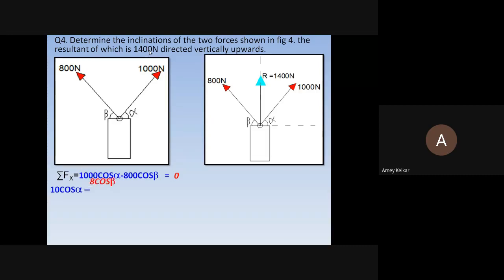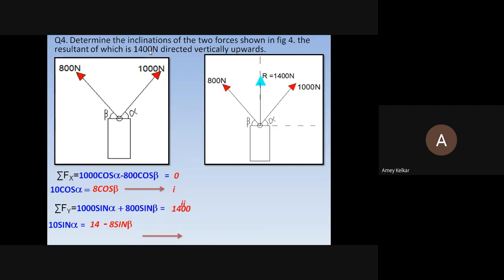From this equation we get, when we shift 800 to that side and remove the two zeros, 10 cos alpha is equal to 8 cos beta. Now similarly, in the Fy equation, the right hand side will be 1400 because in this case the resultant is moving vertically upwards. That means Ry is equal to R is equal to 1400. And from this we get these two equations.